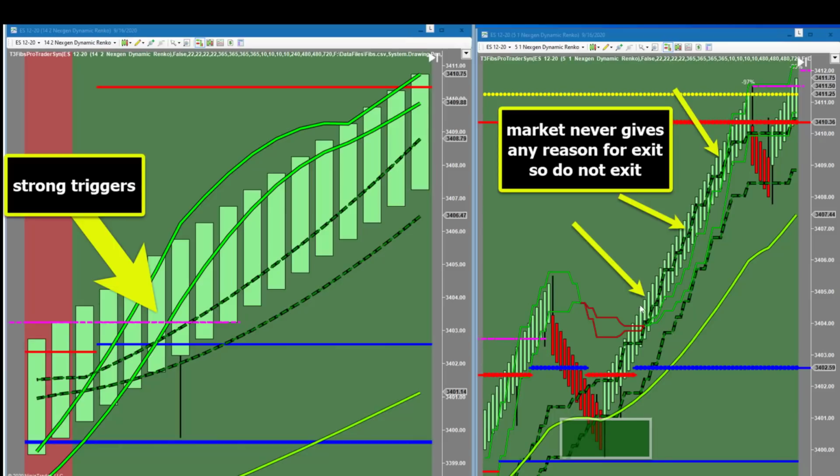If the market never gives you a reason to exit, you really want to be long from 34.01 all the way up to 34.10. There's no reason not to take 10 points, especially if your trigger lines and there's nothing in the way to tell you that the market's going to stop. Now, there are times, again, the exit comes from reading your triggers.